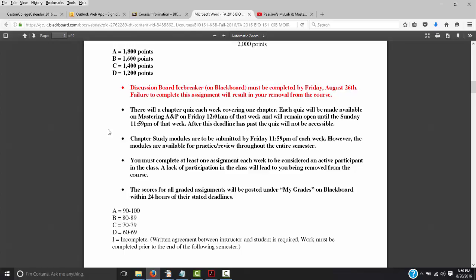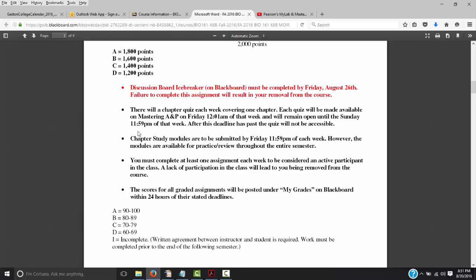Alright, we will have a chapter quiz each week, and the quiz will be made available on Mastering A&P just after midnight on Fridays, and will be available all the way through the weekend up until Sunday at 11:59 p.m. So you have all day Friday, all day Saturday, all day Sunday to complete that chapter quiz. Once that deadline has passed, that quiz will go away and you won't be able to access it. If you are in the middle of taking the quiz and it shuts down, any question that you didn't answer will be submitted as incomplete and then marked wrong.